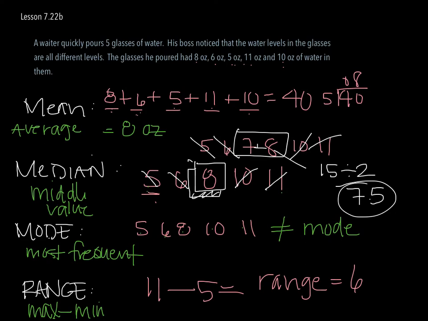Okay? Remember, mode, boys and girls, is the most frequent. So you have to figure out which number you see more than once or the most number of times. In this case, we don't see any numbers more than once. So there is no mode.